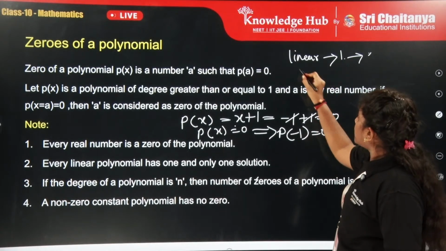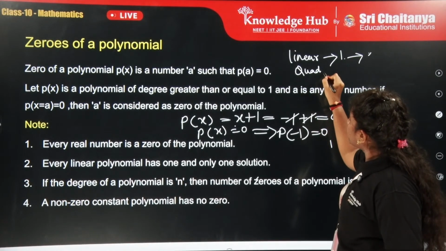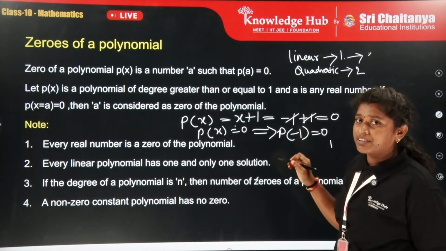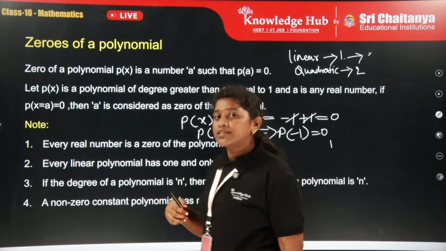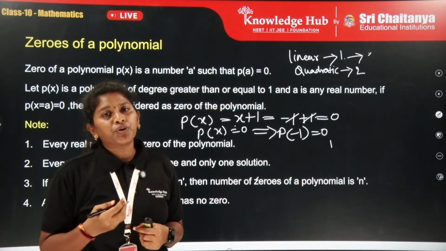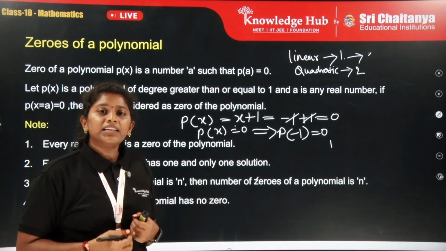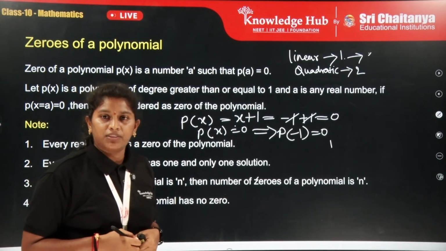Coming to the quadratic polynomial, the degree is 2. So how many zeros does it have? It has 2 zeros. And similarly for the cubic polynomial, the degree is 3 and the number of zeros of the polynomial will be 3.